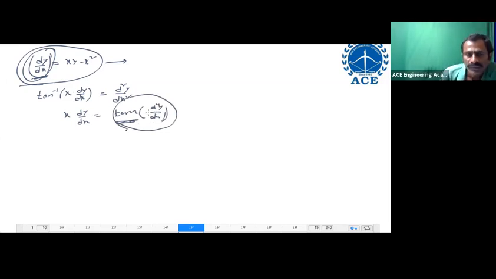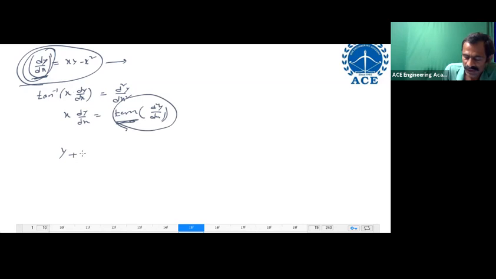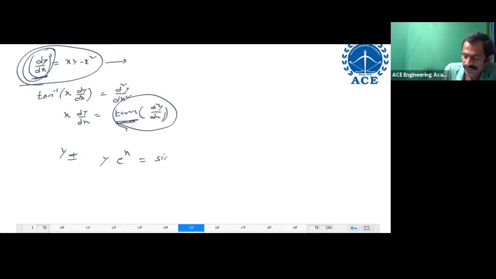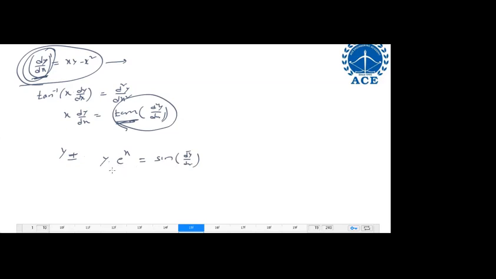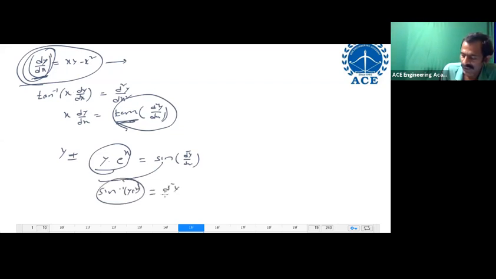You said y into e power x equal to sine of d square y by dx square, one problem now, sir. Y into e power x equal to sine of d square y by dx square. Now in this case, degree is possible because on the left hand side there is no derivative. If you bring the sine function this side, that becomes sine inverse of y into e power x. It is free from derivatives. Other side we have only the derivative.